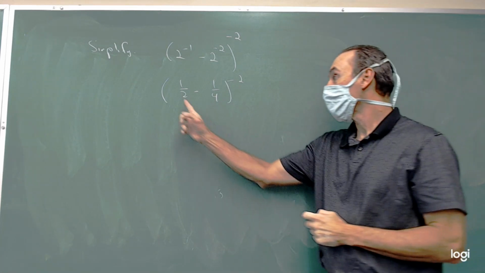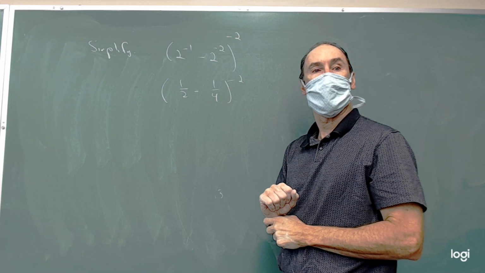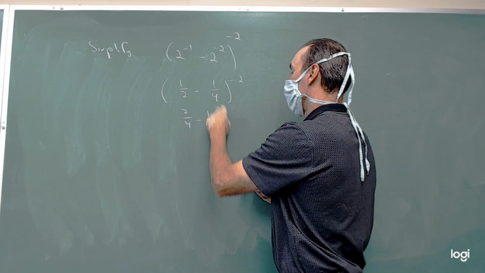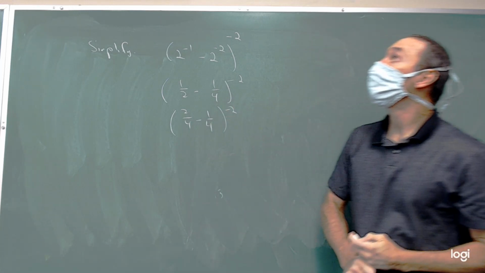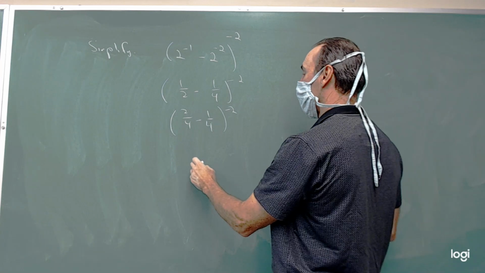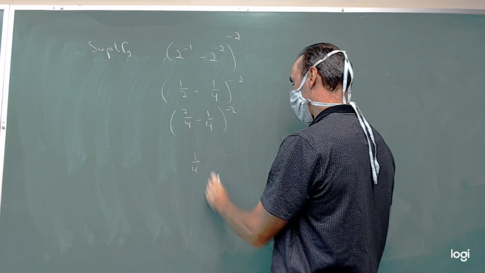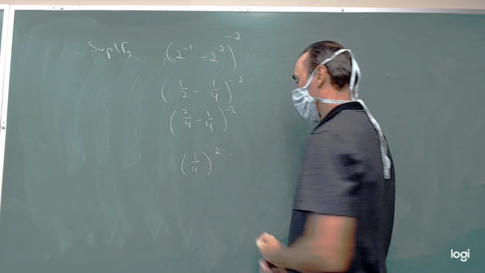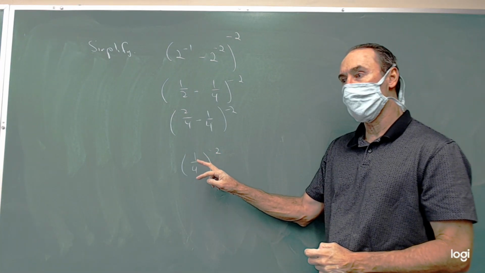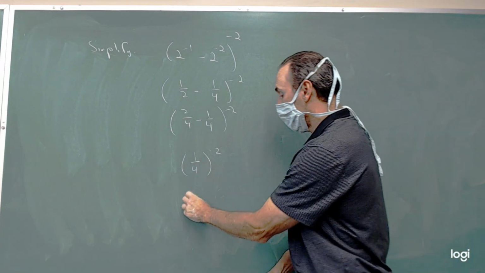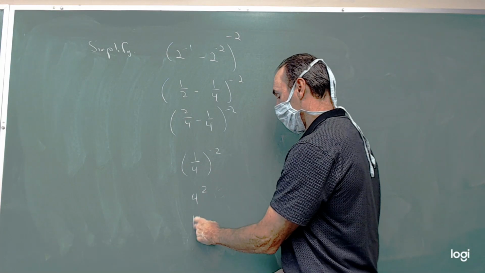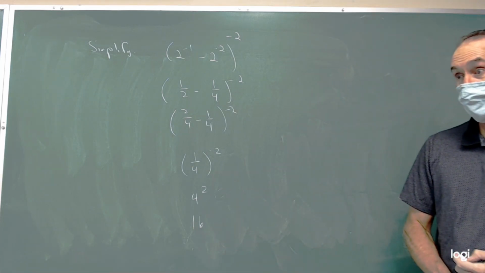Common denominator, so the 1/2 is going to become 2/4. We okay? And 2/4 minus 1/4 is 1/4. And I don't know how you do this. I like to apply the negative part of the exponent and flip it, and then take it to that positive exponent. So we're trying to get 16.